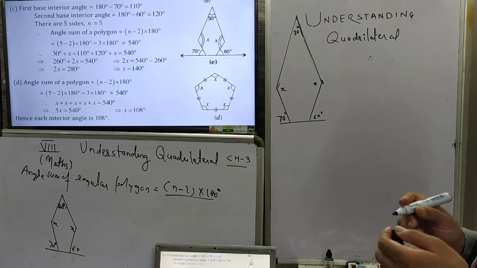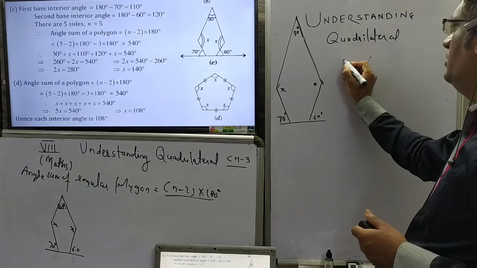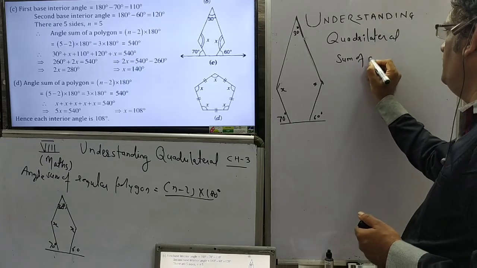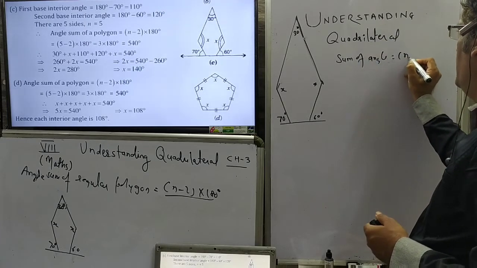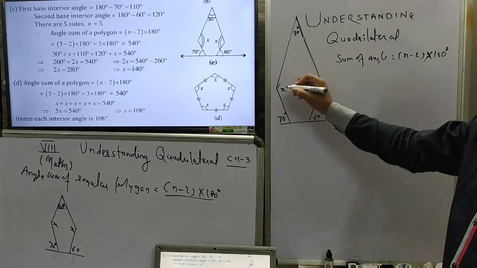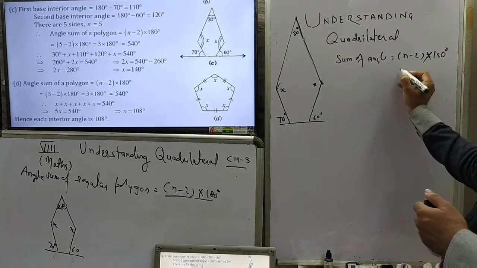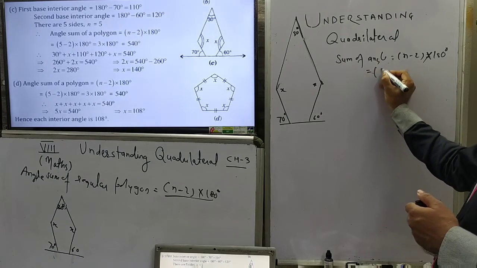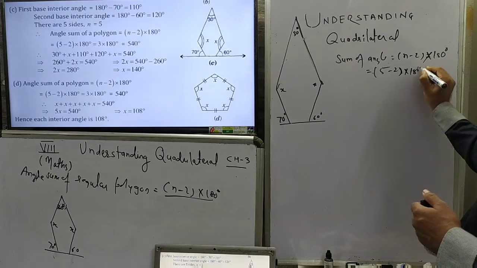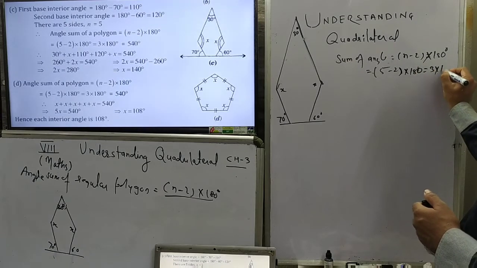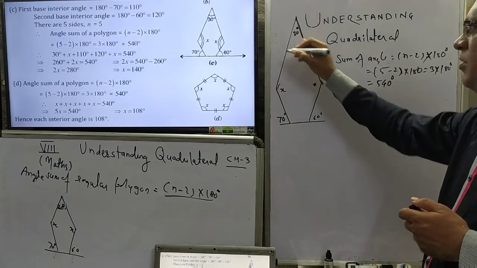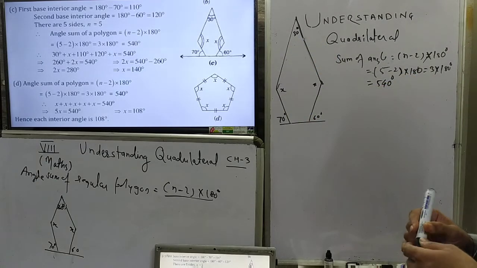You know the angle sum property of a polygon. The sum of the angles of a polygon is equal to (n minus 2) into 180 degrees. Here this figure is a pentagon, meaning the number of sides is 5, so it is 5 minus 2 into 180 degrees, that is 3 into 180 degrees, which is equal to 540 degrees. So the sum of all these 5 angles is equal to 540 degrees.